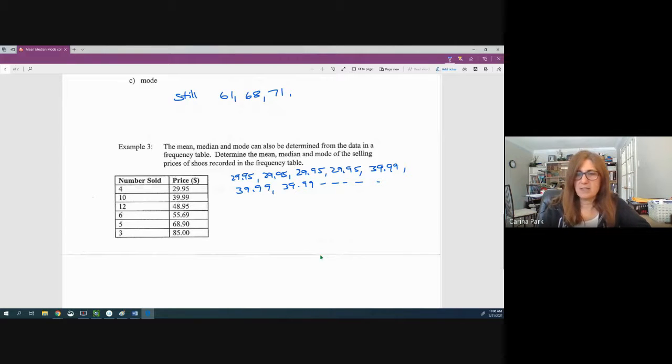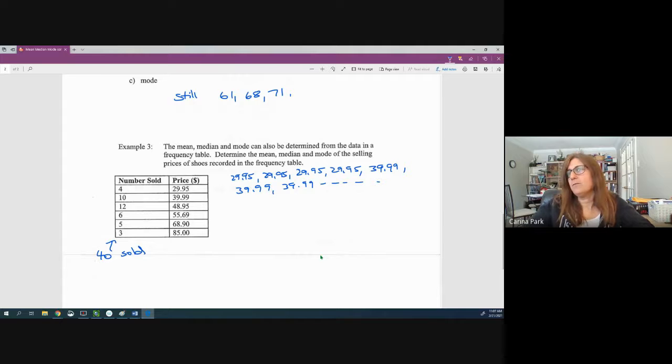So putting it into the table is a shortcut for not having to list them all out, because look, how many numbers would we have, right? How many sold? If you add up all these numbers, you get 40. Okay, so I don't want a list of 40 numbers. So this helps us to organize the list so that we don't have to write it all out. So now let's find mean, median, and mode.